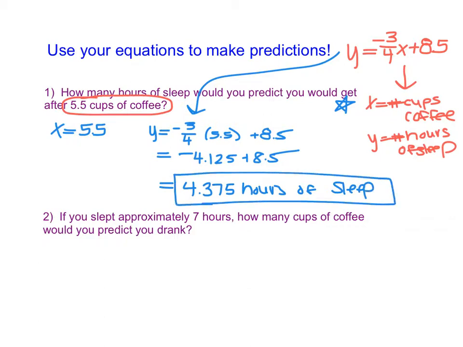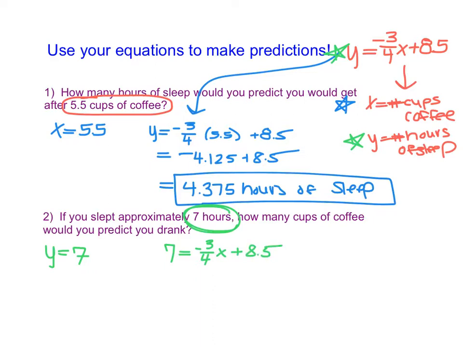Now on the flip side, if we look at example 2, this one says if you slept approximately 7 hours, how many cups of coffee would you predict that you drank? So if I look over in what I have in red, I know that y is my number of hours of sleep. So here this problem is telling me that y is equal to 7. So what I'm going to do here is substitute 7 into my equation in place of y. So I'm taking the same equation here, but replacing y with 7. So then I have 7 equals negative 3/4 x plus 8.5.